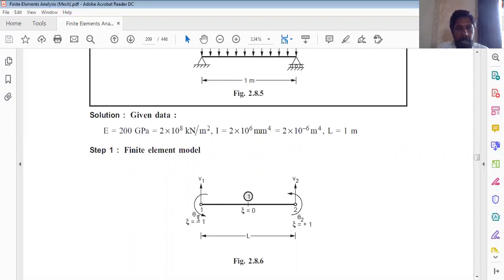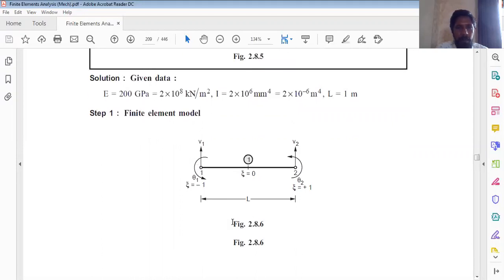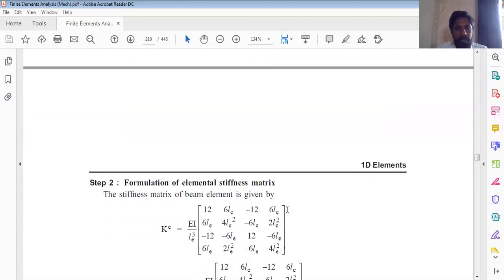The value of zeta may vary from -1 to +1 for the length of 1 meter, which is equal to L. It is assumed that the linear deflection at node number 1 is V1, and rotation at node number 1 is theta 1. Linear deflection at node number 2 is V2, and rotation at node number 2 is theta 2. So this is the first step in the finite element method, wherein we have shown the number of nodes and element, the value of zeta at node 1 and node 2, and the corresponding degrees of freedom associated with node 1 and node 2. Now, in the second step, we have to formulate the elemental stiffness matrices.